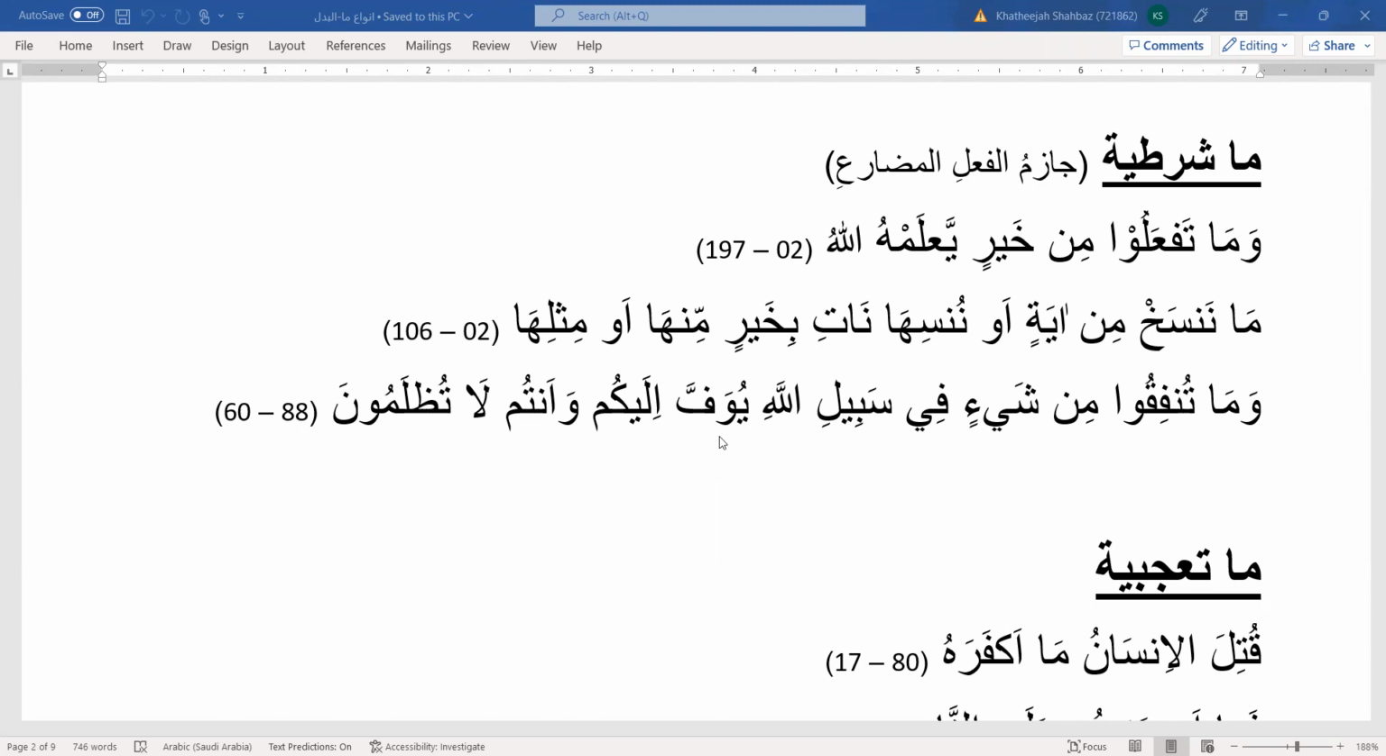So it is majzoom. And similarly, tunfikuna. The real word is tunfikuna, and it is also majzoom. So up to fi sabilillahi is the shart, and the remaining part is the jawabush shart. So this is ma shartiya, very straightforward and easy to recognize. Any question on ma shartiya?